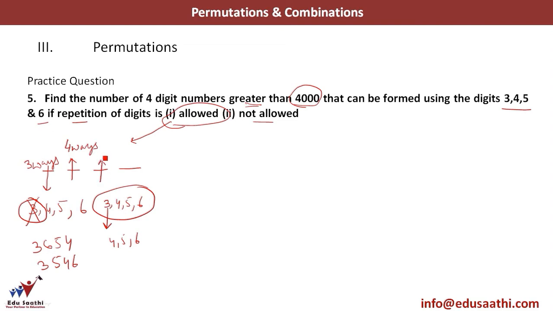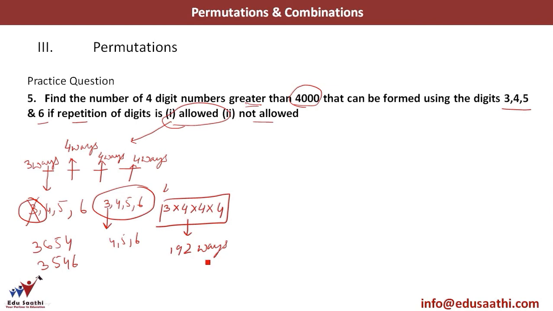Similarly, this tens place can also be filled up in 4 ways, and similarly the units place can also be filled up in 4 ways. So what is the total number of numbers that I can have? I can have 3 into 4 into 4 into 4. If you multiply, you will get 192, or we have 192 ways of forming a 4-digit number using these digits which are greater than 4000.